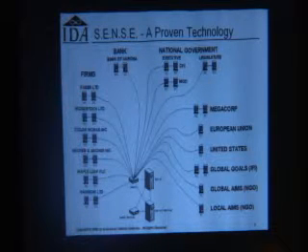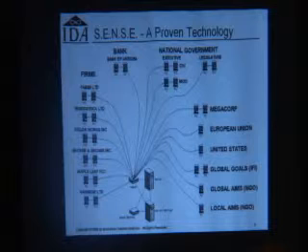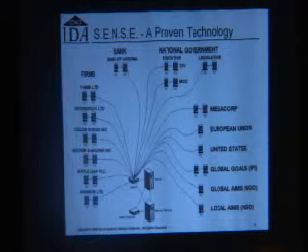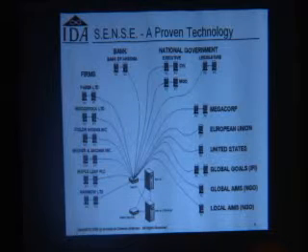Along the right-hand side, you see a host of international organizations that the SENSE simulation also includes, to include your multinational corporation, your international NGO, your local NGOs as well.